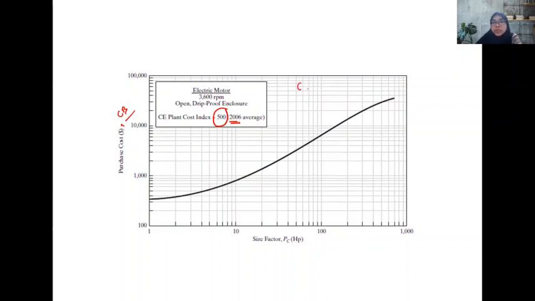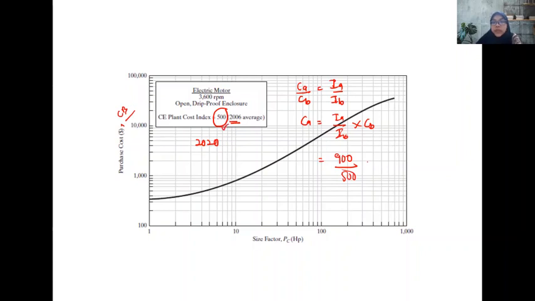Example, the CB, or the base cost, for 2006, and you are required to determine the cost in 2020. So based on the scaling factor, CA over CB equals IA over IB. So CA is the required base cost, equal to IA over IB times CB. Okay, IA is for the year 2020. Example, the index is 900 over 500.